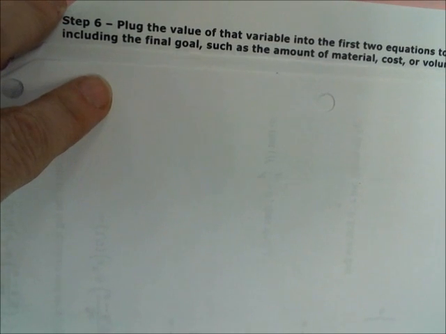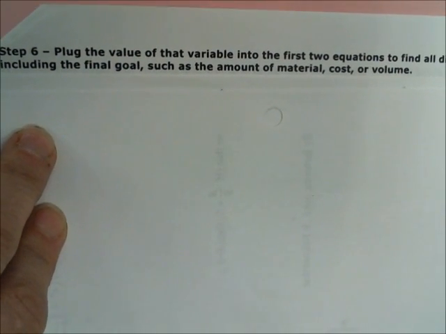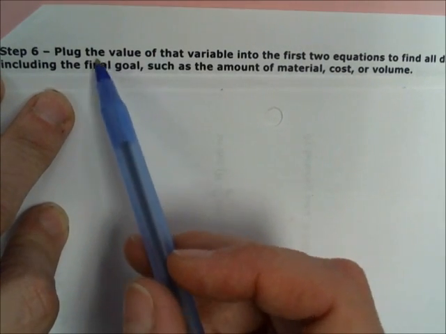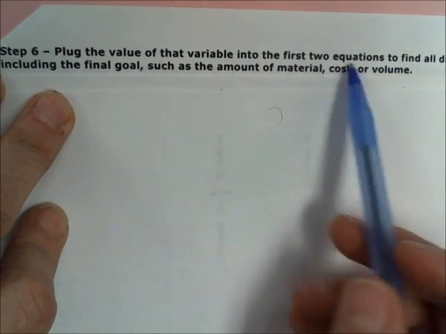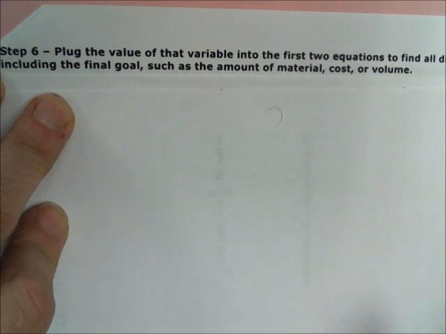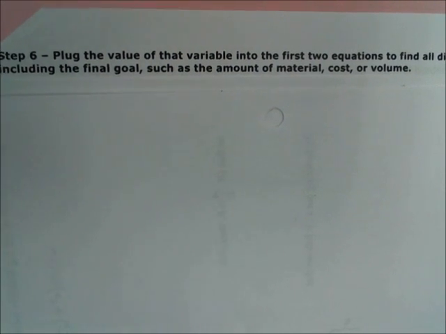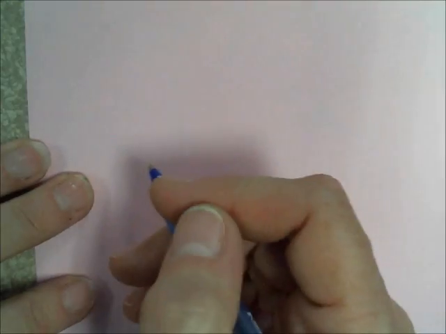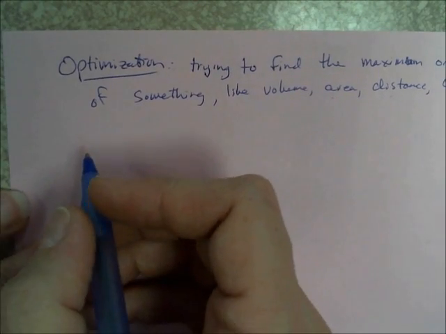And then the last step of all is, once you figure out that variable and you figured out that it is a maximum or minimum based on either the second derivative test or the first derivative test, you just plug that value of the variable back into the first two equations to find the dimensions, or just answer the question that's being asked. So that's the 6-step process to an optimization problem. And I'm going to go through a specific example, and then we'll go through lots of other examples in class to practice this stuff.